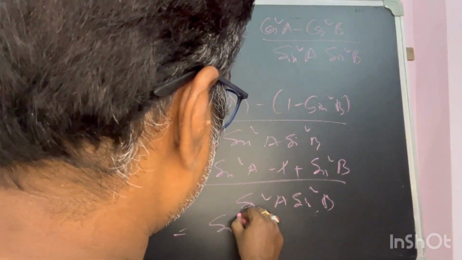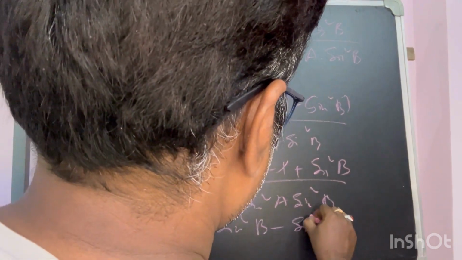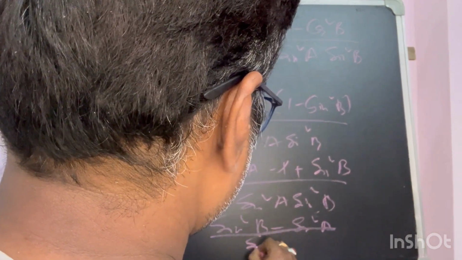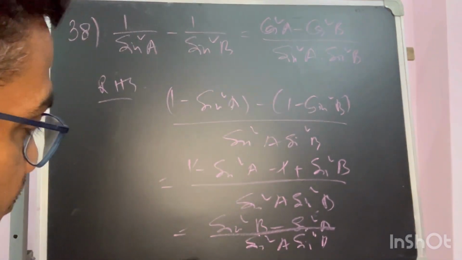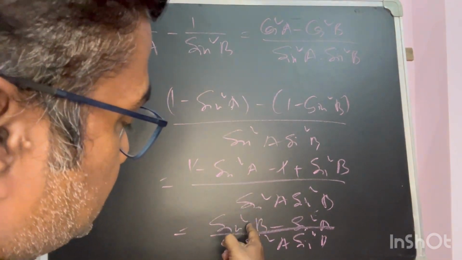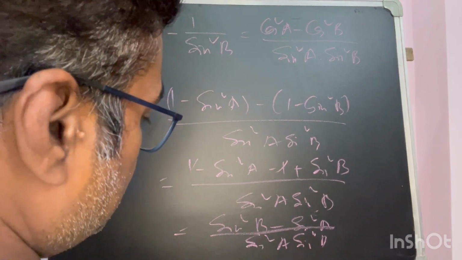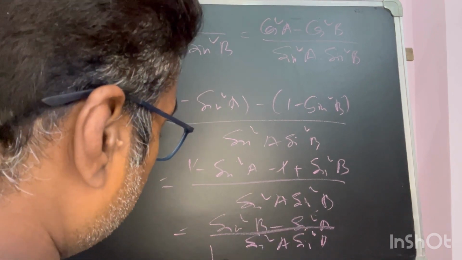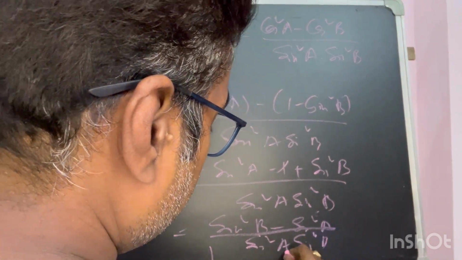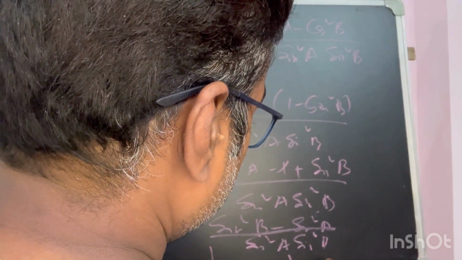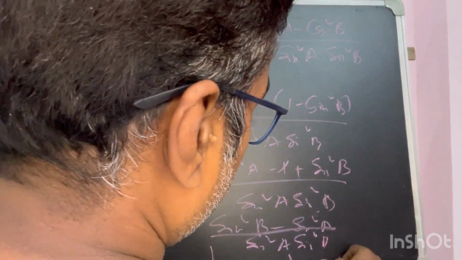Now it is minus sine square a plus sine square b by sine square a sine square b. Now if I separate it, there is sine square b by sine square a sine square b, and sine square a by sine square a sine square b. So that will be cancelled out, and only sine square a remains here minus sine square a here. So that will be cancelled out, and that will be sine square b. Now I see we'll get the left hand side.